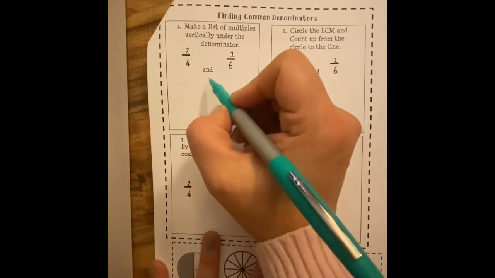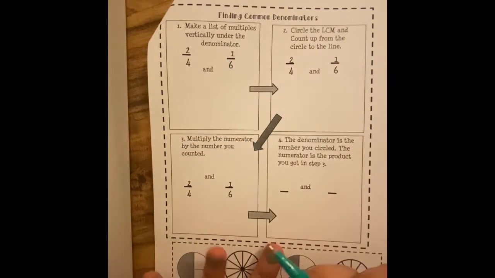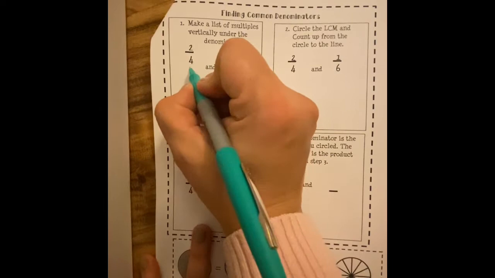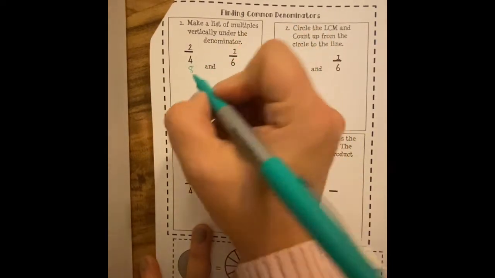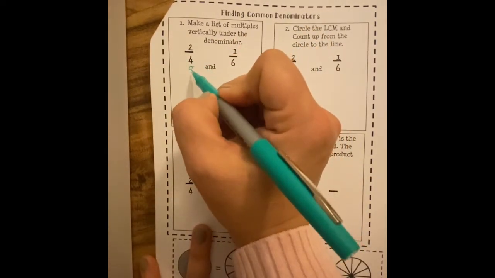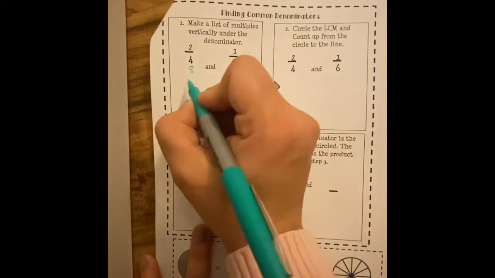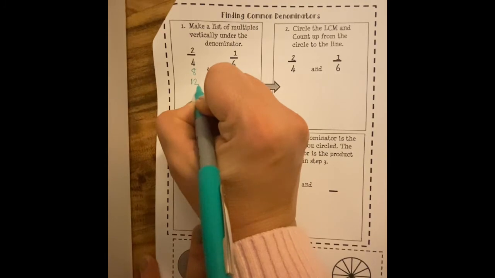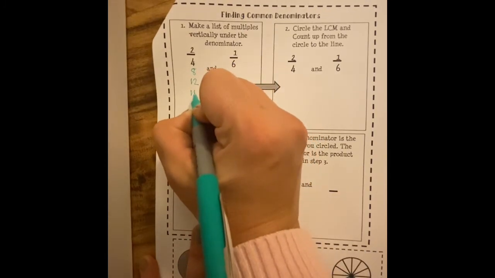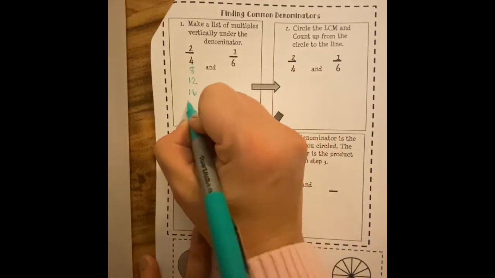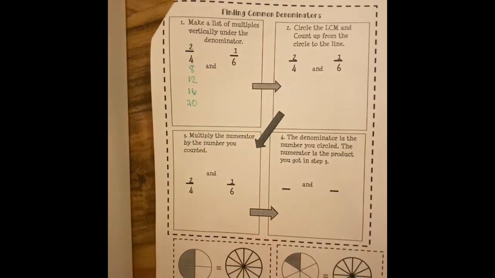underneath the 4. My first multiple of 4 is 4, and it's already there, so I don't need to write it again. My second multiple of 4 is 8. So that would be 4 times 2 is 8. 4 times 3 is 12. 4 times 4 is 16. And 4 times 5 is 20. I'm hoping that's far enough for us and we don't need to go any further. If you don't find a match, you just need to keep going in your list of multiples.